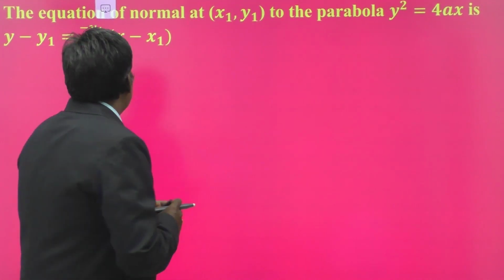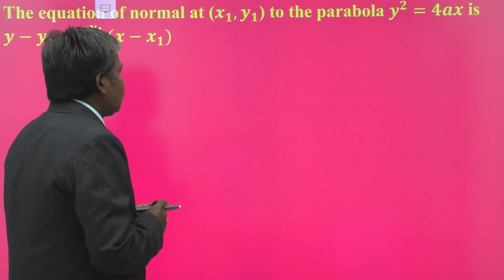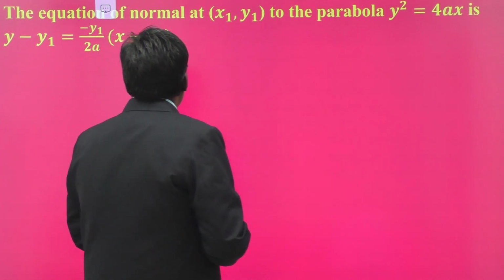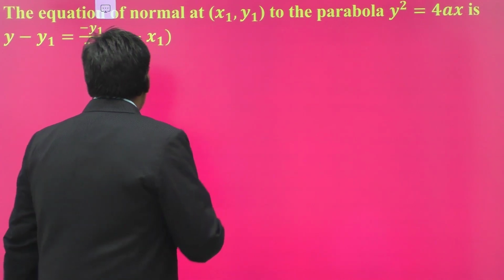So the first concept is the equation of normal at (x1, y1) to the parabola y square equal to 4ax is y minus y1 is equals to minus y1 by 2a into x minus x1.